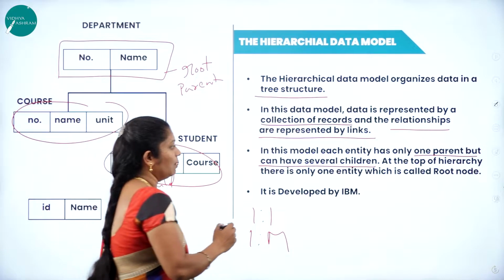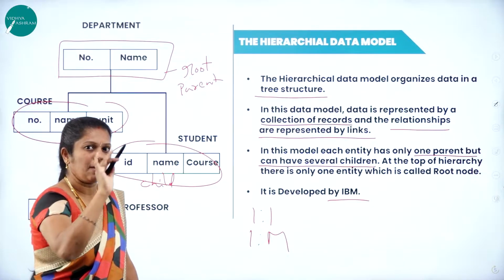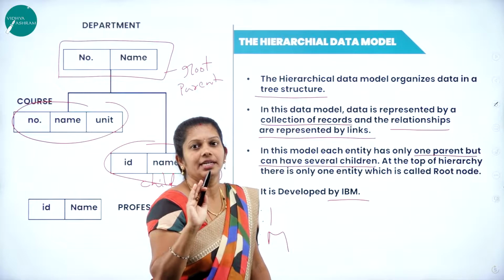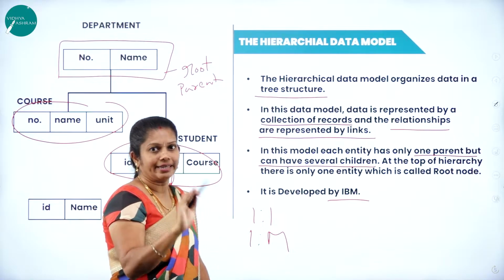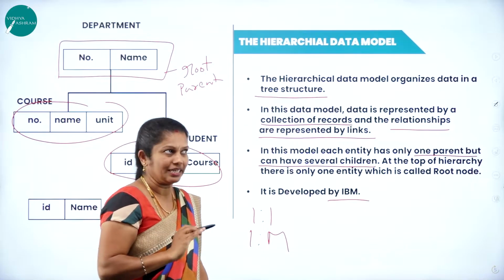And here, it is mainly developed by IBM. These are the major features. The first point you have to remember: all the data will be represented in the format of a tree structure. Tree means we have a root, then children, one-to-one relation, one-to-many relation.